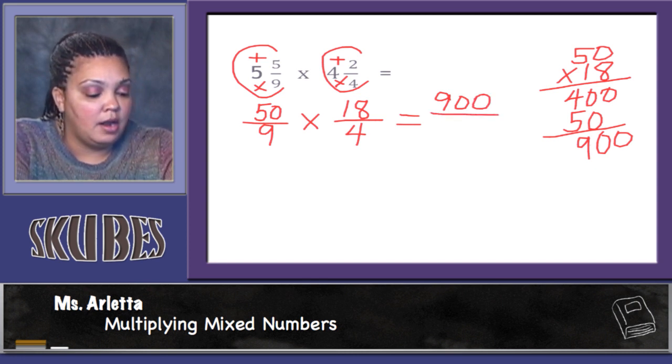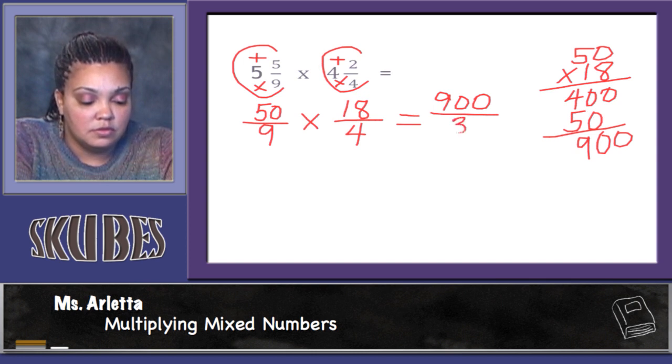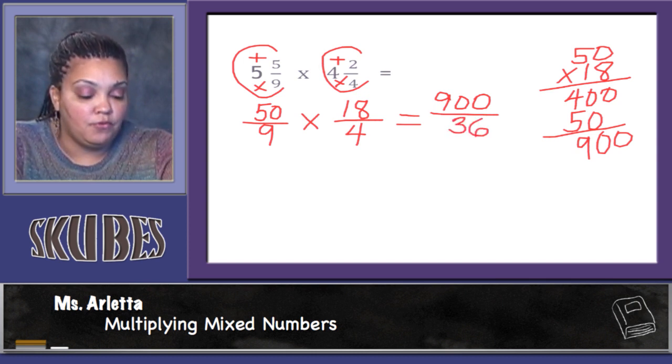Now we need to multiply our denominators. 9 times 4 is 36. Once again, that's an improper fraction, so we need to divide in order to get a mixed number for an answer.